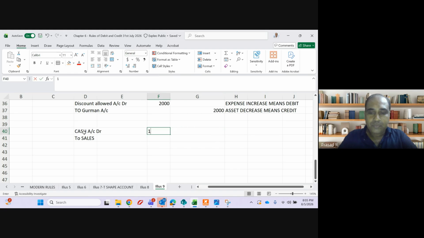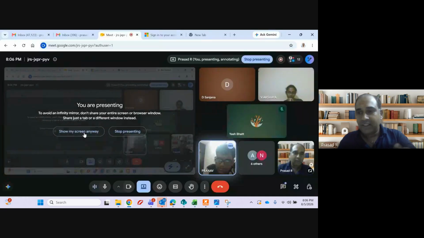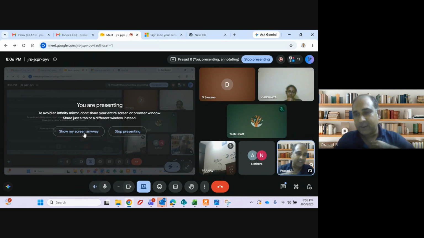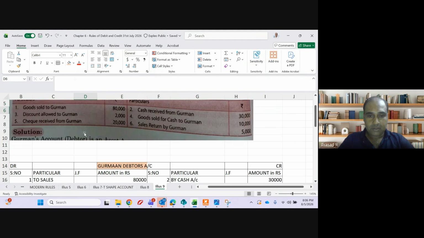So is this transaction impacting Gurman account? Which account is debited? Cash account. Which account is credited? Sales account. So will this come in Gurman account? No, sir. Not at all. I will not record this transaction in Gurman account because Gurman is paying me cash for this. When he is paying cash, why would I create a transaction for him in the ledger account? Clear? So cash account debit to sales, this is the accounting entry.